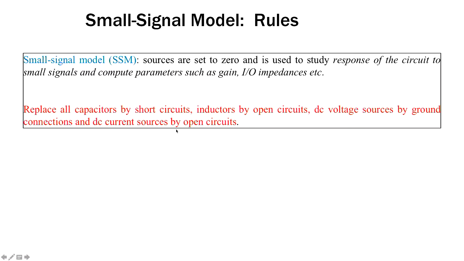So we will follow these rules. These rules are very simple. I will show you some examples. So replace all the capacitors by short circuit, inductors by open circuit, DC voltage sources by ground because they are not changing with respect to time. Again, DC current sources are not changing with respect to time. A capacitor acts as a short because of very small impedance. An inductor is open because it acts as a very large impedance, since its impedance is directly proportional to frequency. Here it is 1 by frequency, inversely proportional to frequency.